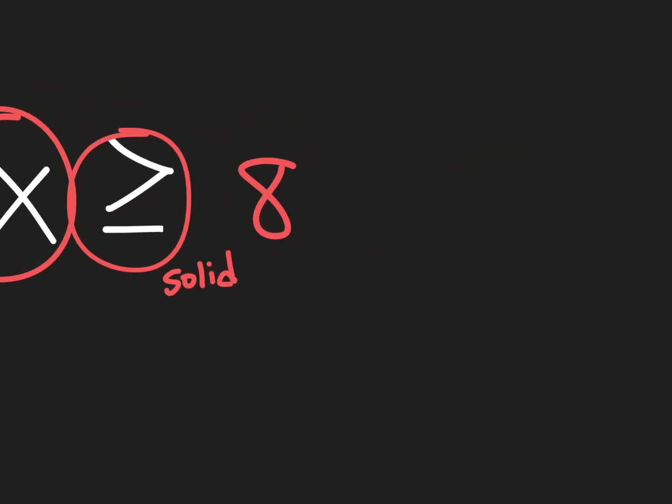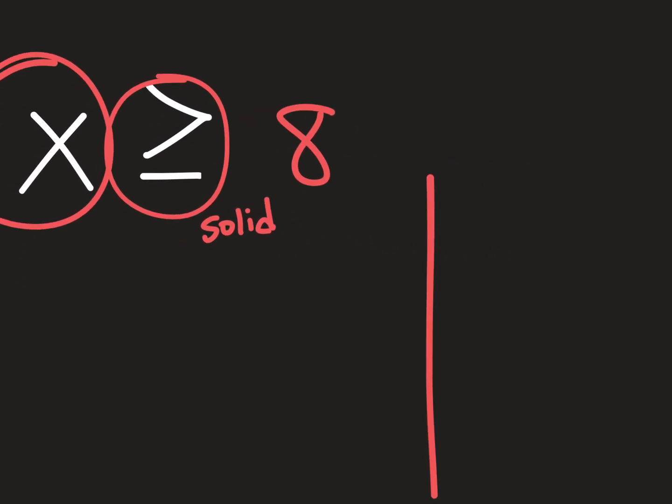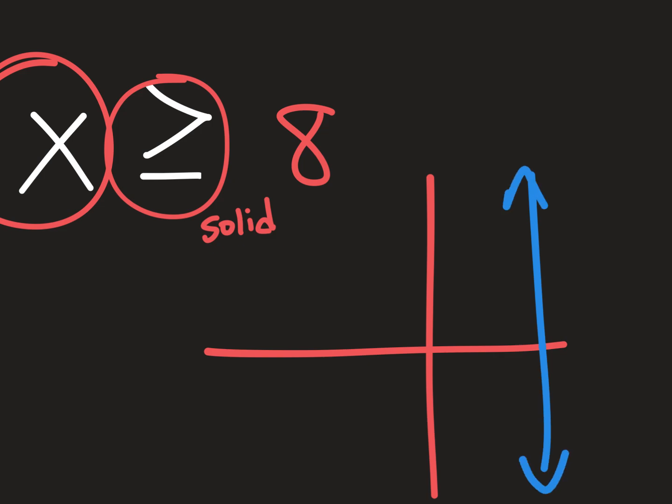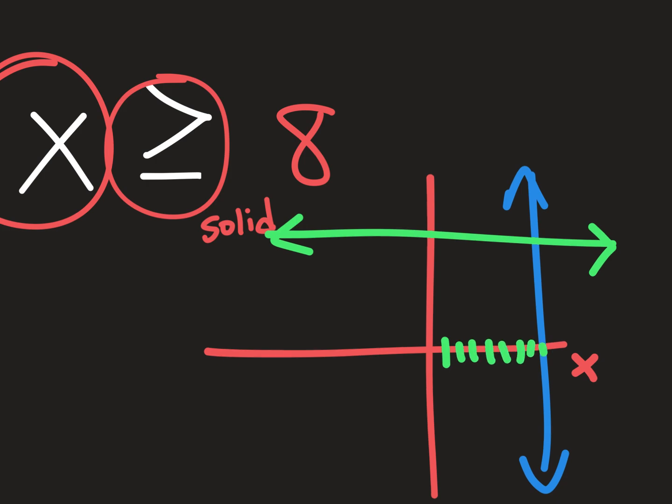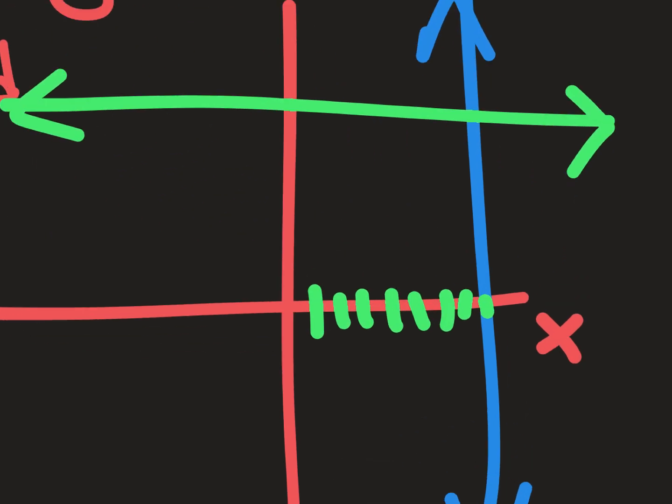Okay, next thing. You have a 50-50 chance. Is x equals 8 this way, the blue one, or is x equals 8 this way, the green one? It's the blue one. x equals goes up and down, and here's a way you can do it. You should know this is the x-axis, and if you count over to 8, that is a spot right there.